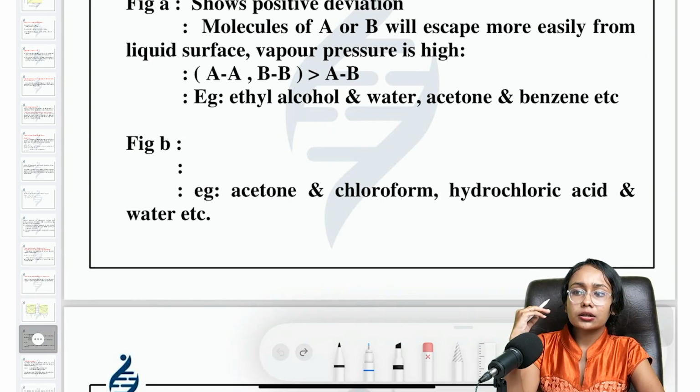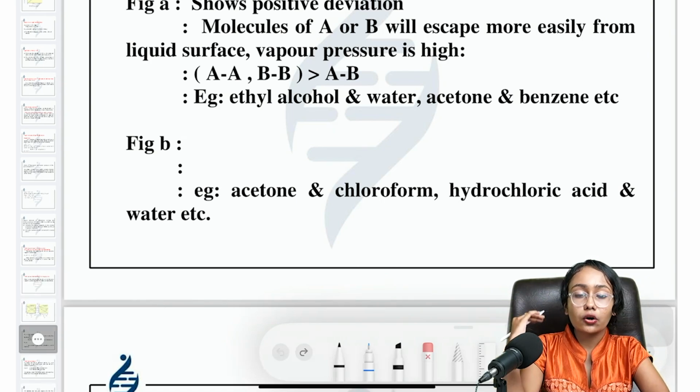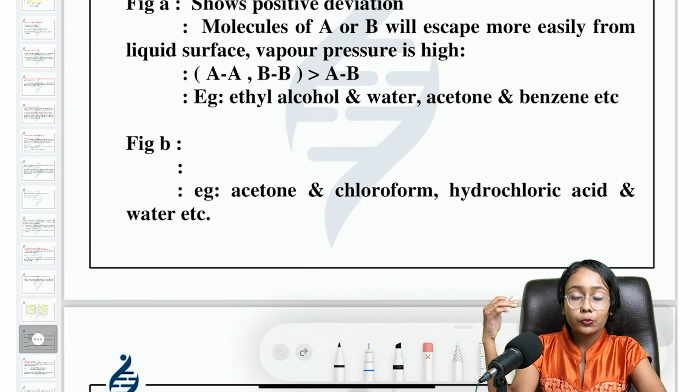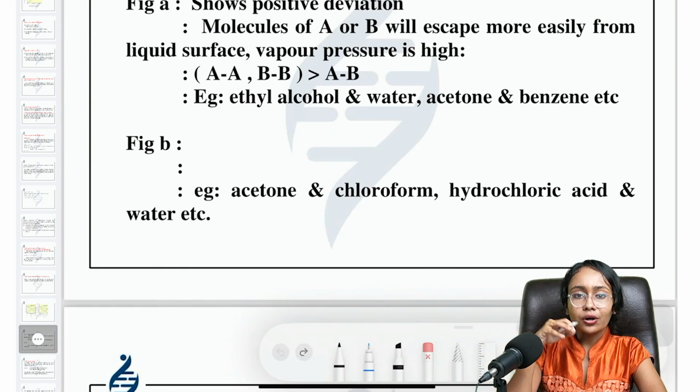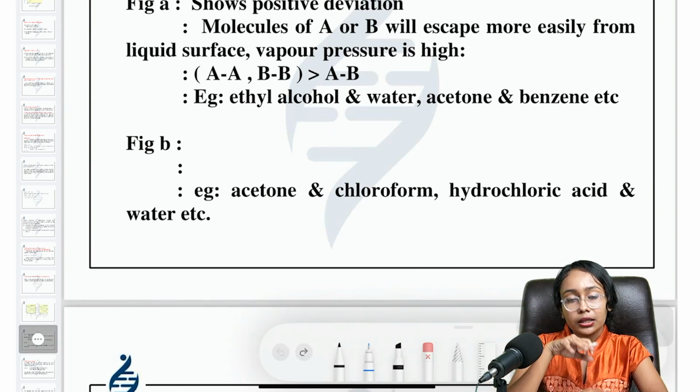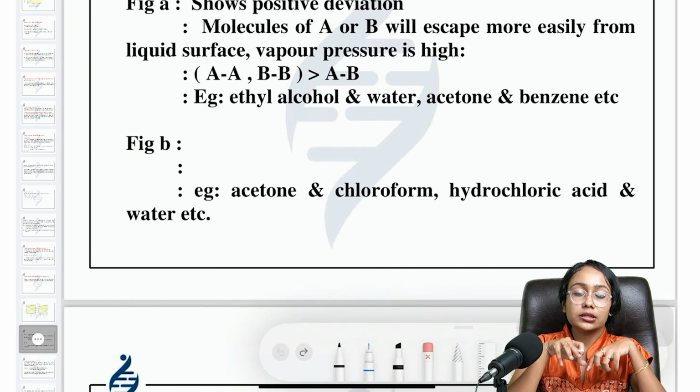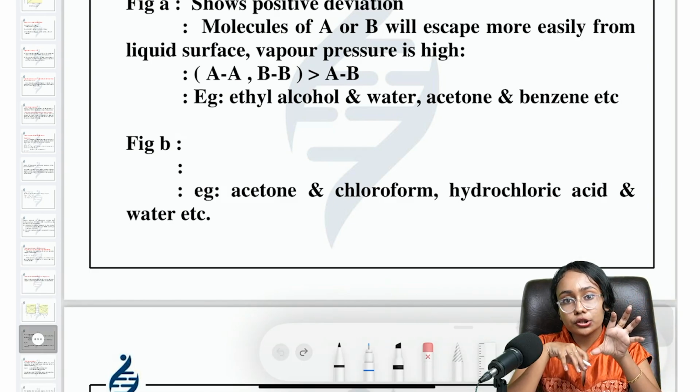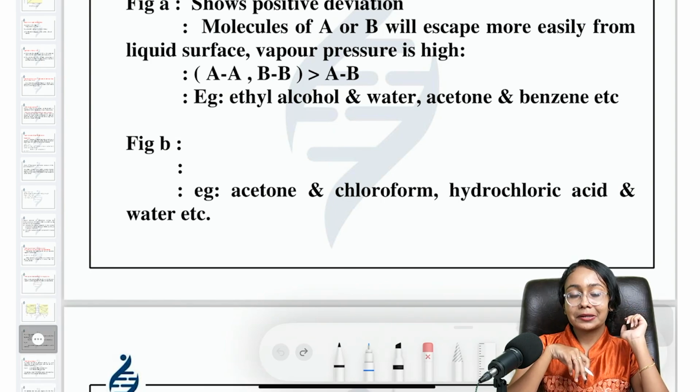And what was Raoult's law saying? In Raoult's law, it was said that if you consider a solution, the partial pressure of each component will be directly proportional to the mole fraction. P_A directly proportional to chi_A, P_B directly proportional to chi_B. And if you remove the proportionality by introducing a proportionality constant, we'll get P_A equal to P naught A chi_A, P_B equal to P naught B chi_B.